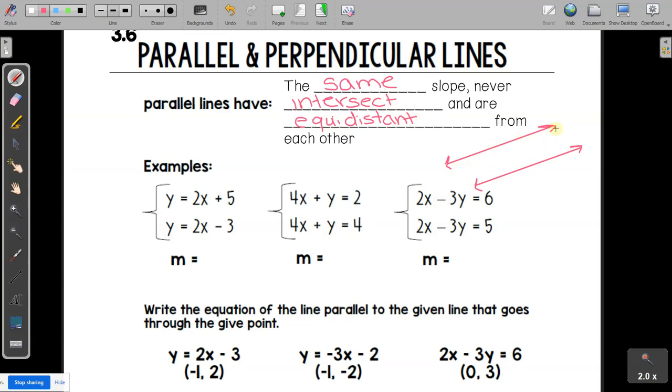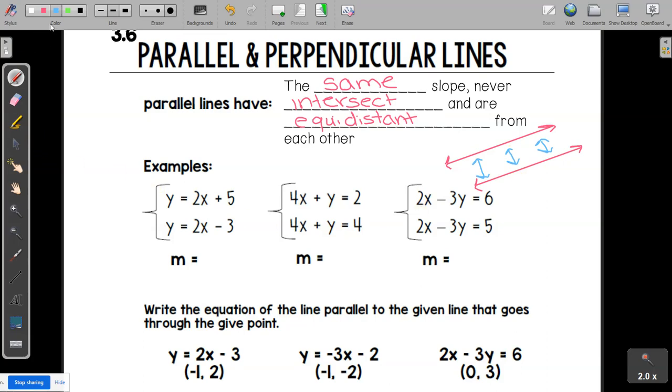So we have a line here and our second line here. The slope is the same. They never intersect. So this line will never touch this line, and this line will never touch that line. And they're equidistant from each other. So what that means is this distance is the same as this distance and the same as this distance. It's always going to be that same distance in between both of those lines.